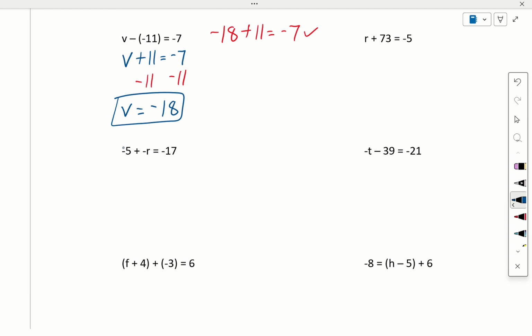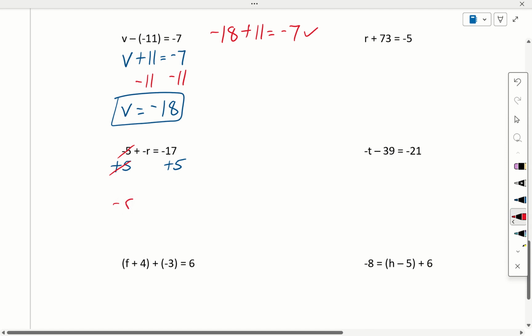The inverse of negative 5 is adding 5, so we're going to add 5 to the left and add 5 to the right. And we end up with, keep that negative right there, negative 5 plus 5 is 0. So keep the negative with the r there. Negative r equals negative 17 plus 5, and we get negative 12.